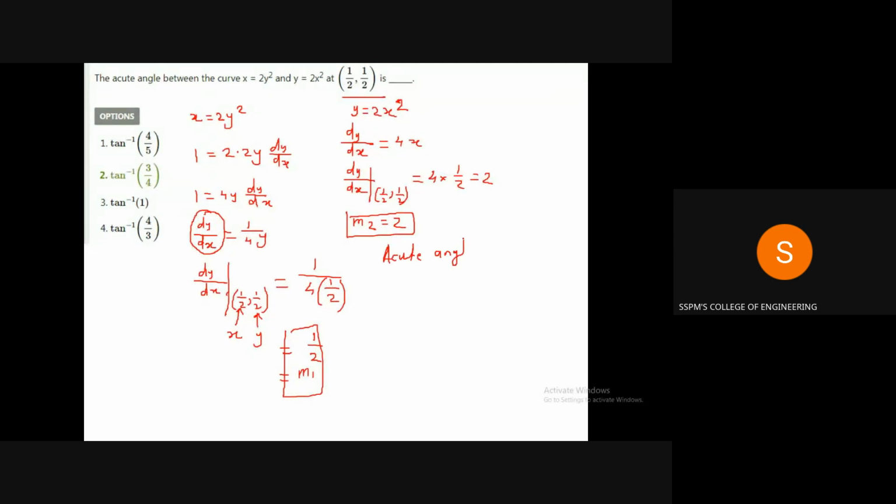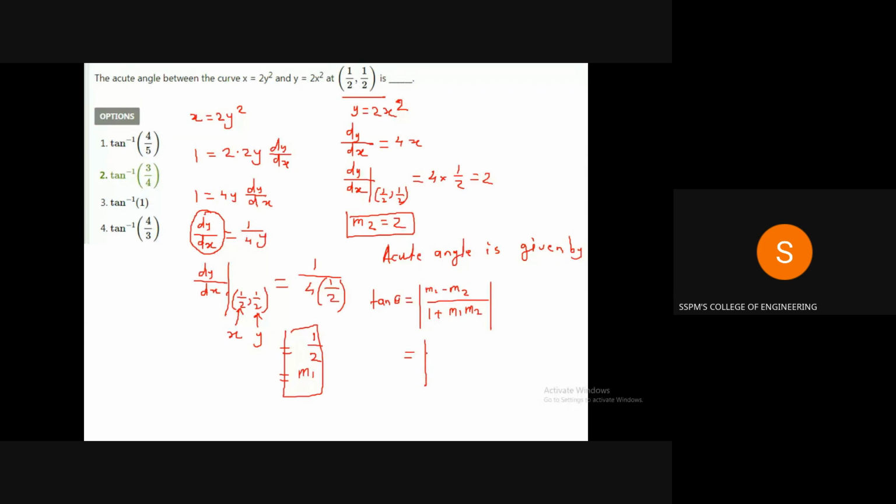The acute angle is given by tan theta is equal to m1 minus m2 divided by 1 plus m1 m2. Okay, this is how the acute angle between two curves is given. Okay, m1 minus m2 divided by 1 plus m1 m2.